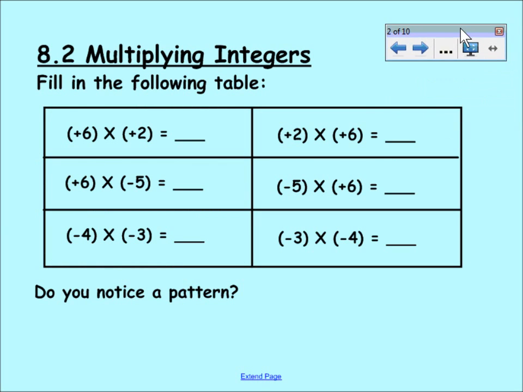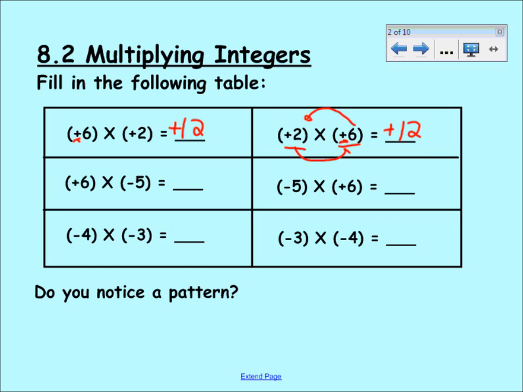So we're going to multiply integers. Fill in the following table. We know that positive 6 times positive 2 equals positive 12. We know that positive 2 times positive 6 equals positive 12, because we just did that, except the numbers were reversed. So it doesn't matter which way you multiply them, as long as they maintain that they're positive, it's always going to be the same number.